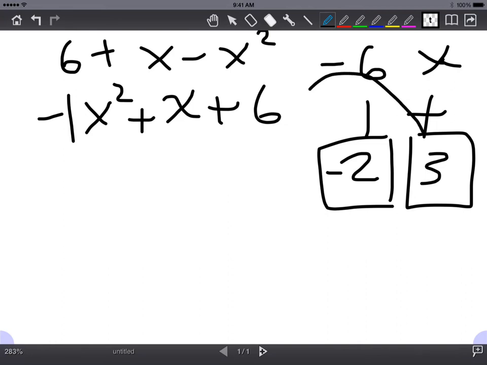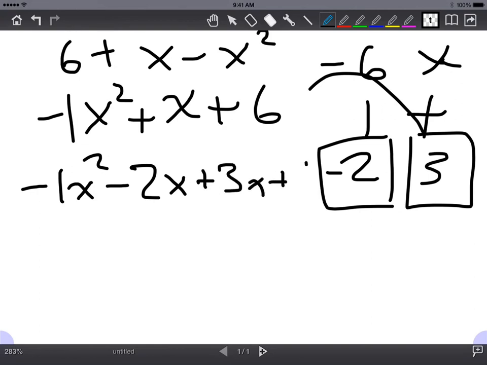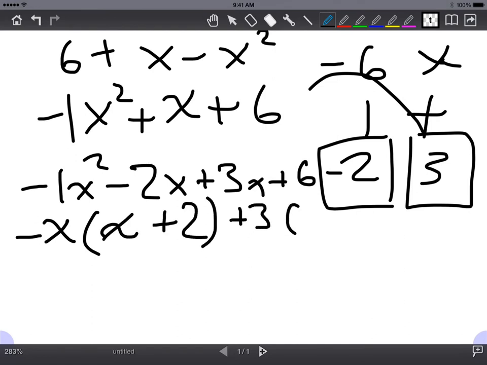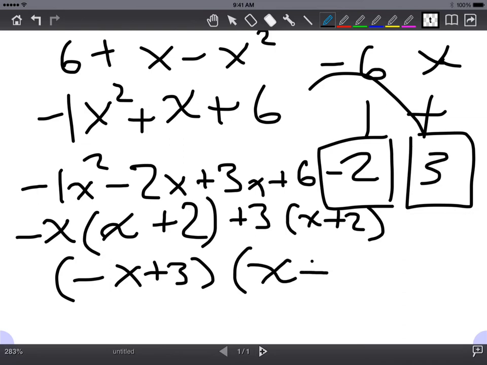And in all cases, generally, it won't matter, but it just makes it a bit easier, and it makes your job a whole lot easier. So let's just do it that way. So we have minus 2x plus 3x plus 6. Then we can take out a minus x into x plus 2 plus 3 into x plus 2, and we get negative x plus 3 into x plus 2.